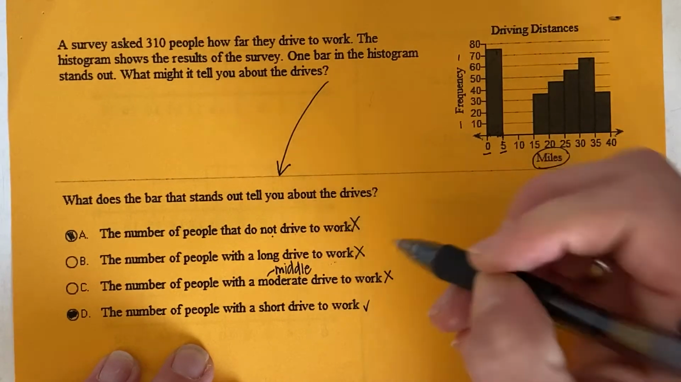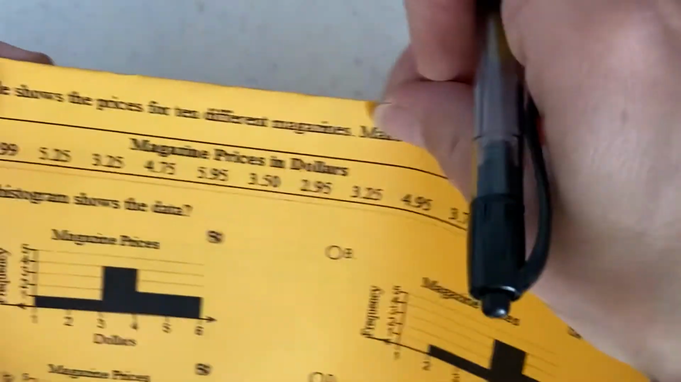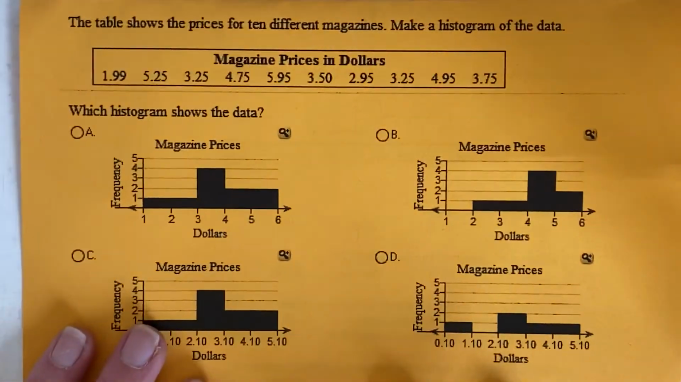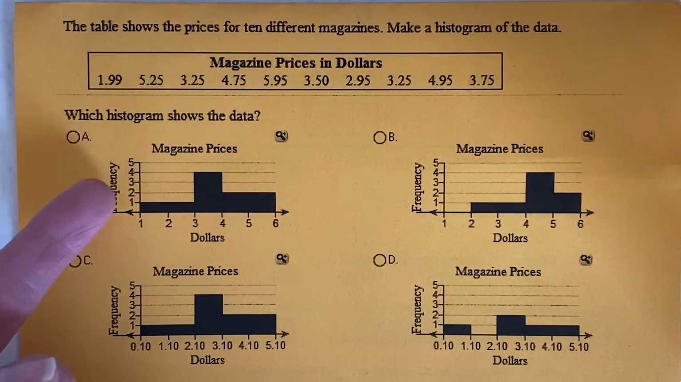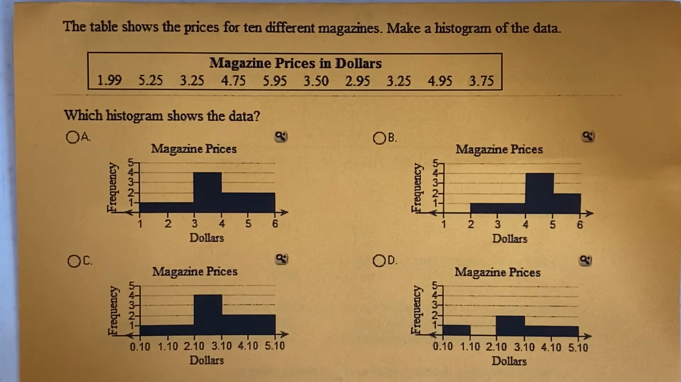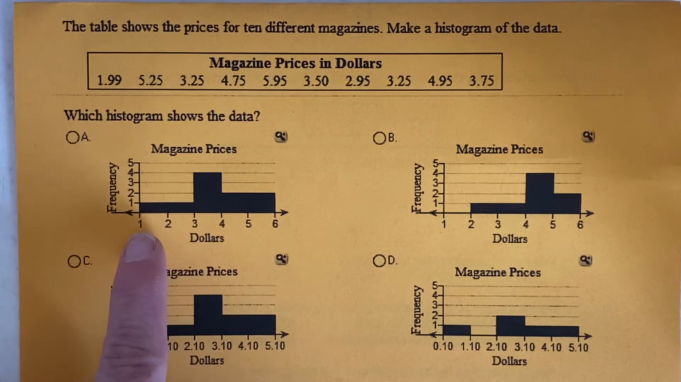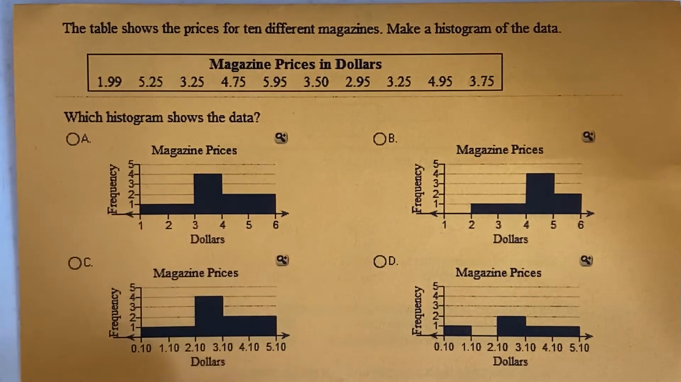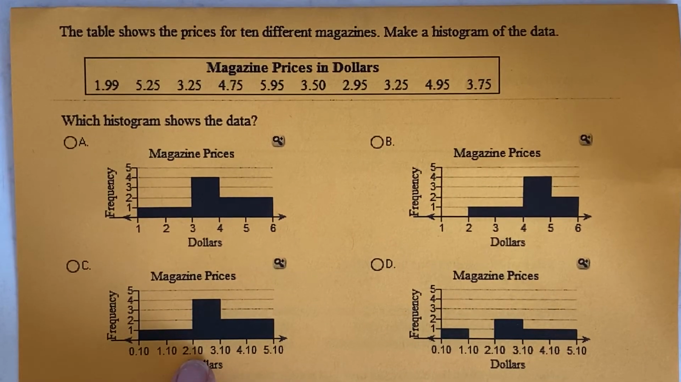Okay. So we're going to jump down to the second question, the bottom of page 25. It says, the table shows the prices for 10 different magazines. Make a histogram of the data, and then it gives you 4 histograms, and you're supposed to pick which one is correct. The first thing I'm going to do is look at how our data is represented down here, and it's represented in dollars. It says either between 1 to 2, 2 to 3, 3 to 4. And then down here, it gave us between 10 cents and $1.10, between $1.10 and $2.10.